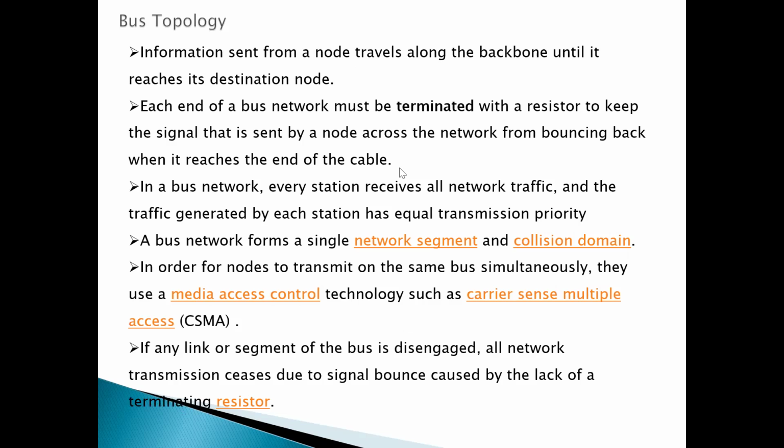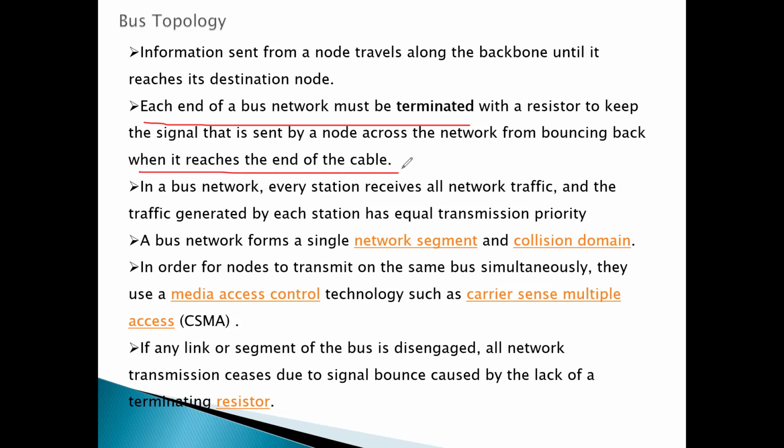So each end of a bus network must be terminated. The cable must have a terminator which can bounce the signal with a resistor, to keep the signal that is sent by a node across the network from bouncing back when it reaches the end of the cable.